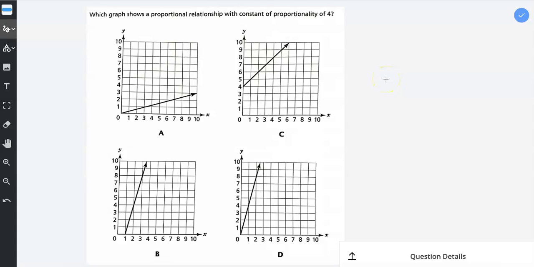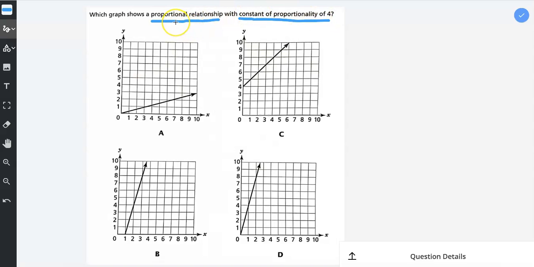Problem number 6. Let's see if you got this right. Which graph shows a proportional relationship with a constant of proportionality of 4? There's 2 pieces to this. So first, we're looking for the graph that shows a proportional relationship, and also this proportional relationship has to have a constant of proportionality of 4.